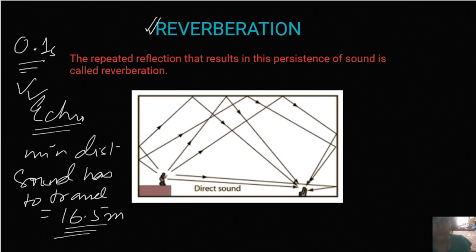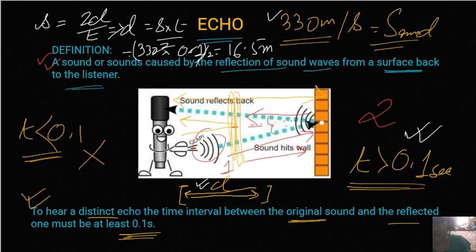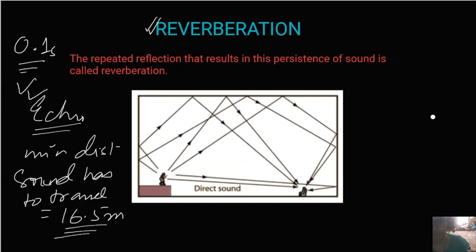So echo was basically reflection once, right? Like you're clapping, like you are standing on a mountain cliff, for example. Like here you're clapping, then it gets reflected and it comes back to you. Okay, so this was the concept of echo, where the reflection was just happening once. Reverberation is one step ahead. It is the repeated reflection that results in the persistence of sound.